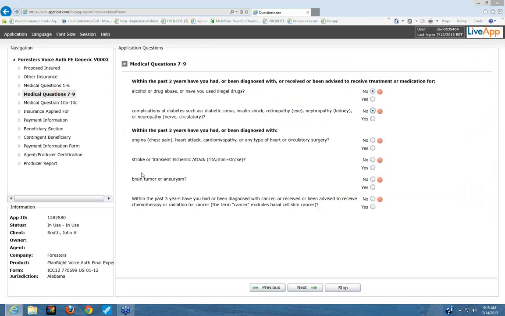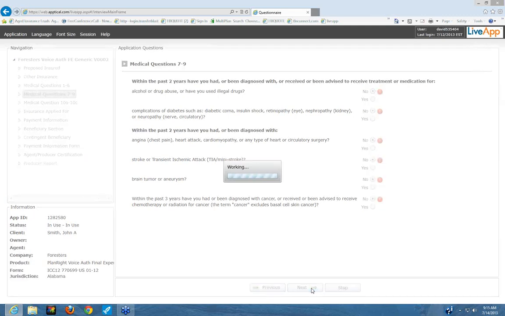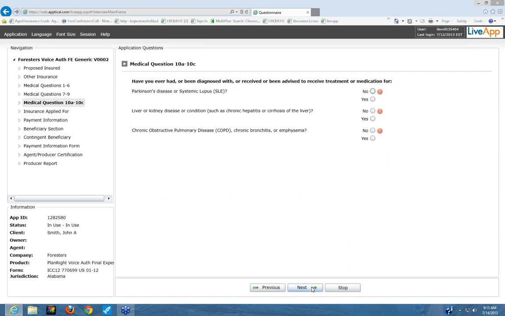Okay, in the past 2 years, have you had a heart attack, stroke, brain tumor? See how I asked that? Boom, boom, boom. Within the past 3 years, again, you said you didn't have any cancer, so I'll put no there. On to the next page.